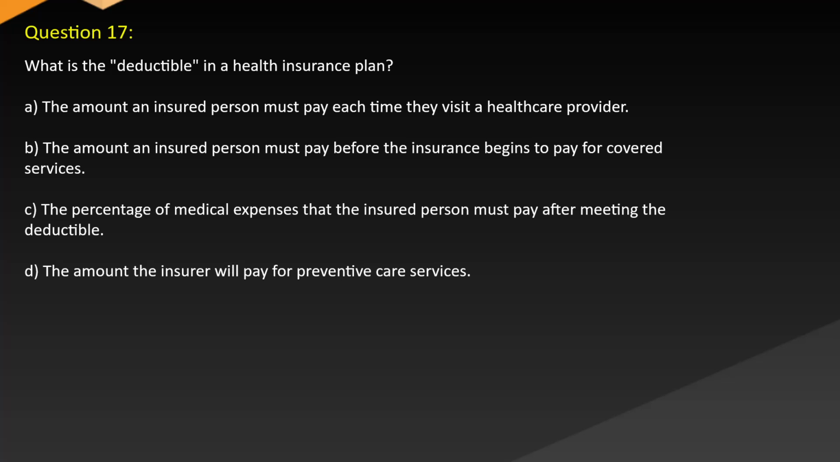Question 17. What is the deductible in a health insurance plan? A. The amount an insured person must pay each time they visit a healthcare provider. B. The amount an insured person must pay before the insurance begins to pay for covered services. C. The percentage of medical expenses that the insured person must pay after meeting the deductible. D. The amount the insurer will pay for preventive care services.